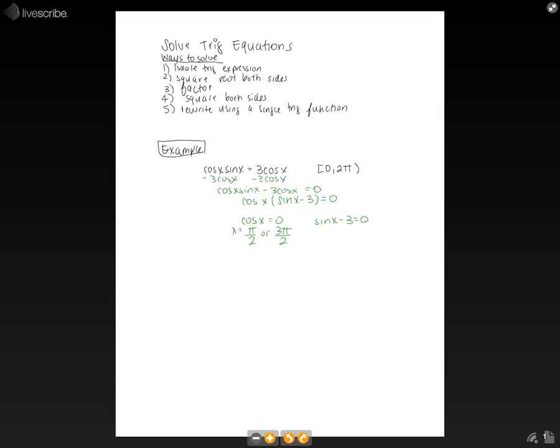Now sine of x minus 3 equal to 0, so you add 3 to both sides to get sine x equal to 3. We know that sine only goes from -1 to 1, so there are no values for x that would ever give us a value of 3 for the sine graph. So this part has no solution. This means x equals pi over 2 or 3 pi over 2 are our possible answers for this problem.